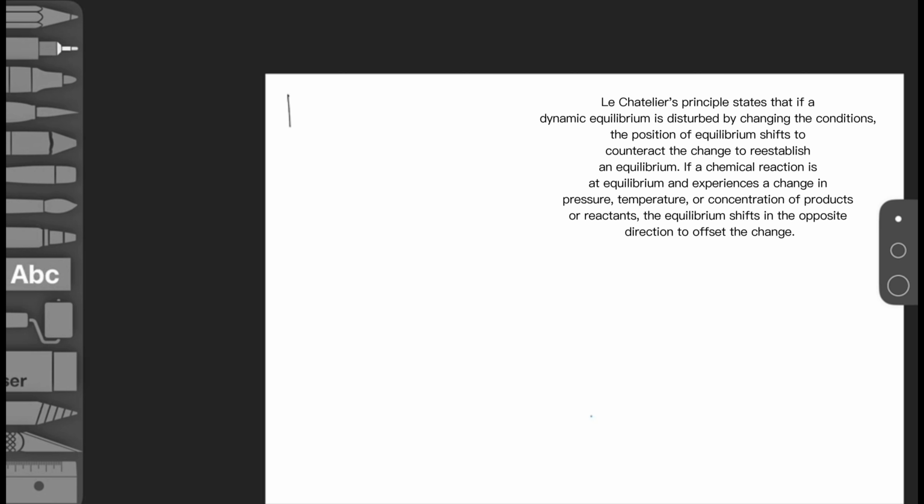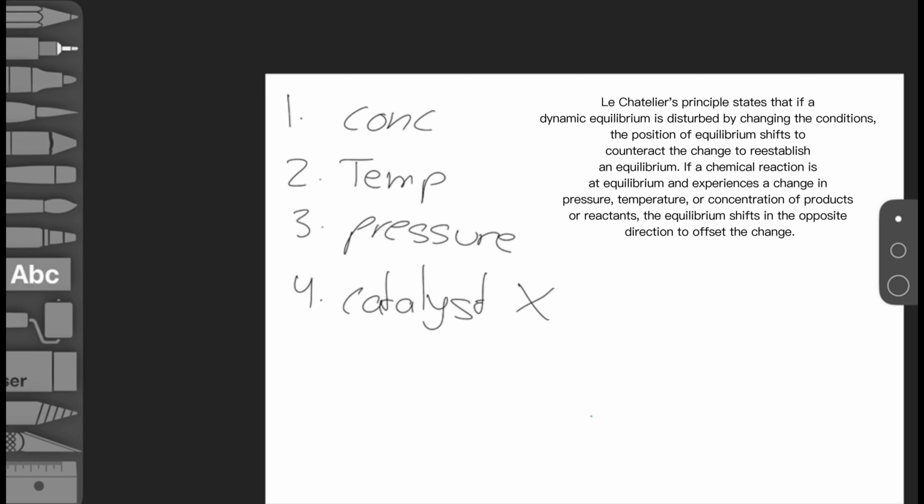Hi, so in today's video we are going to be talking about factors that affect equilibrium and Le Chatelier's principle. So this right here on the right hand corner is what the principle is. Another way you could say this is changes to the condition of a system at equilibrium can disturb that equilibrium. The system will respond by attempting to counteract that stress until equilibrium is re-established.